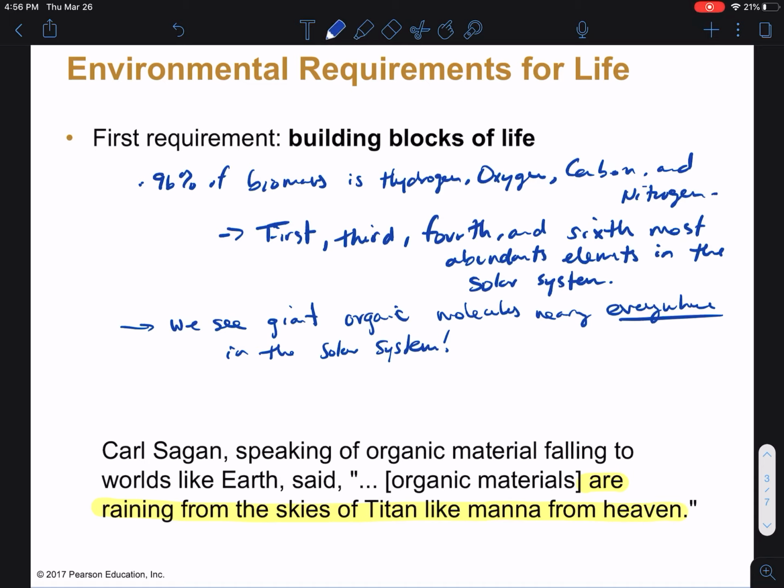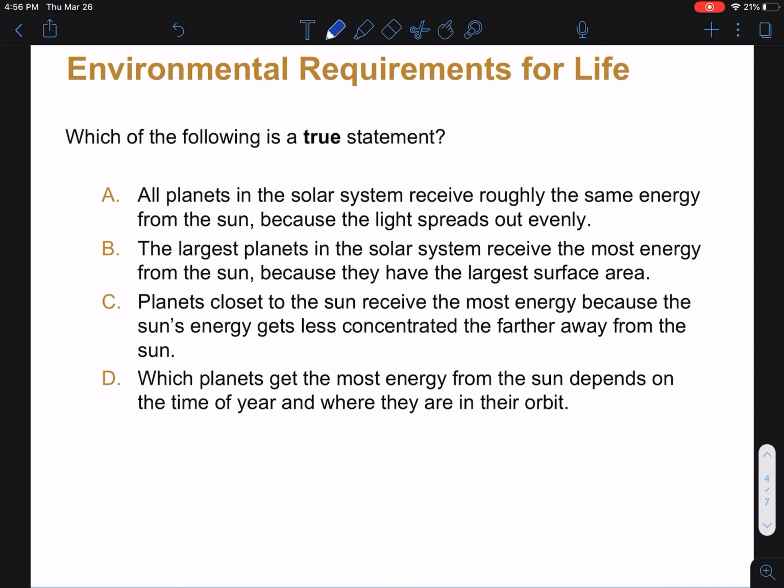All right, moving on. Here's another question for you. Which of these is a true statement? So again, please push pause, and when you're ready, begin again. All right, the correct answer here is C.